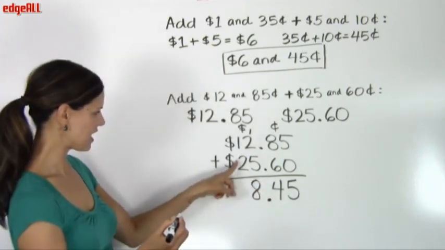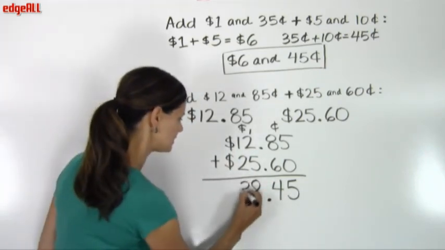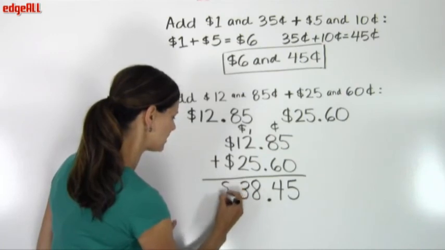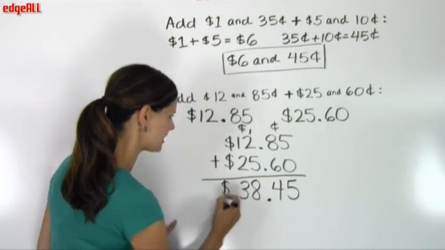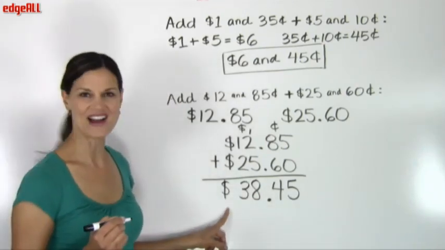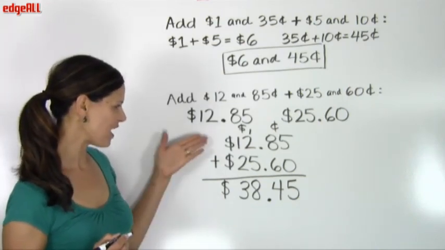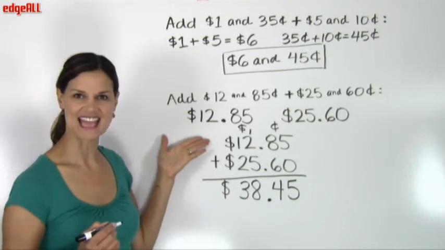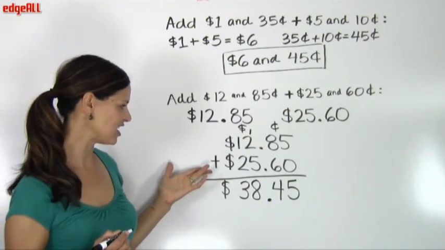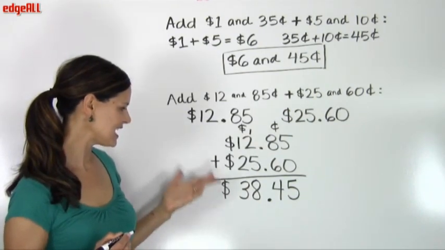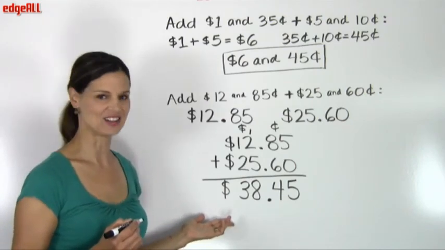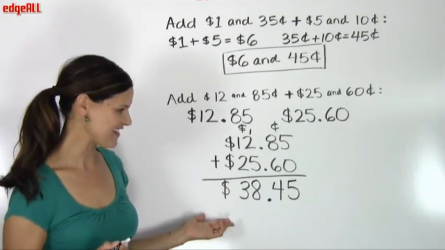And then here I've got 2 plus 1 equals 3, and I want to make sure and place my dollar sign out here in front so I know that I'm dealing with money. So the answer to $12.85 plus $25.60 equals $38.45.